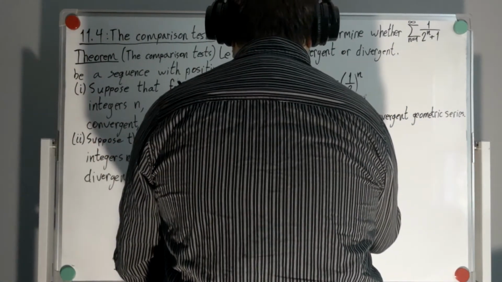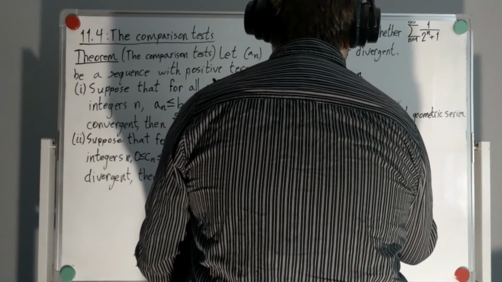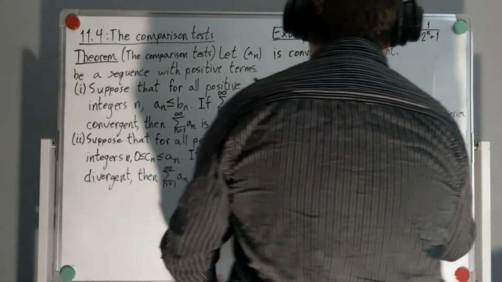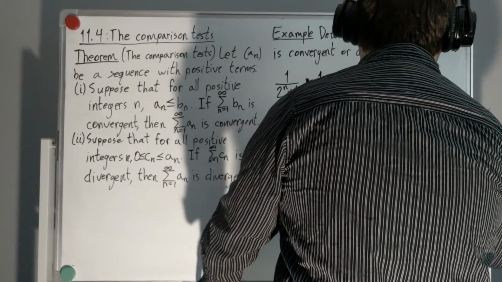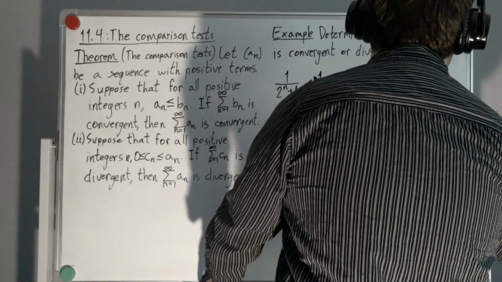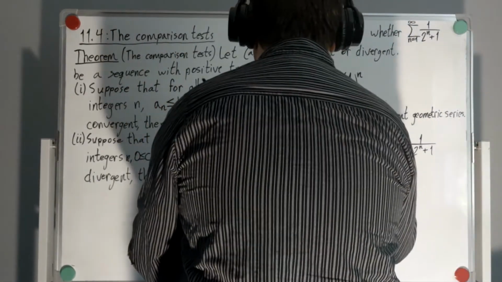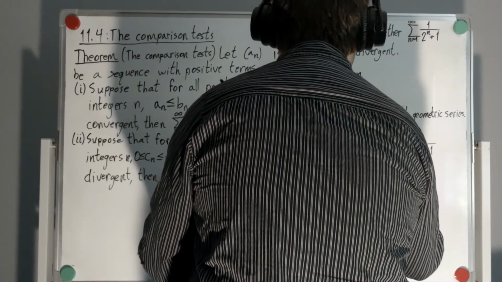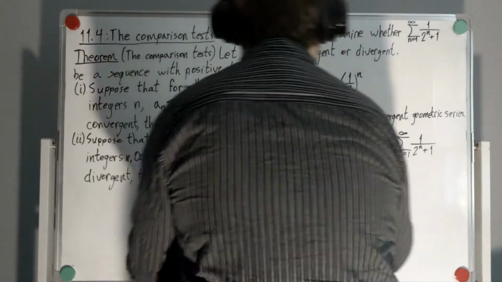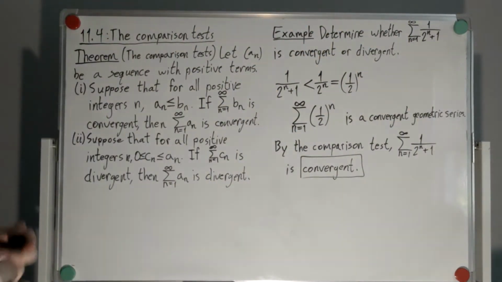Okay, so by the comparison test, the sum from n equals 1 to infinity of 1 over 2 to the n plus 1 is convergent. And that's it. Okay.